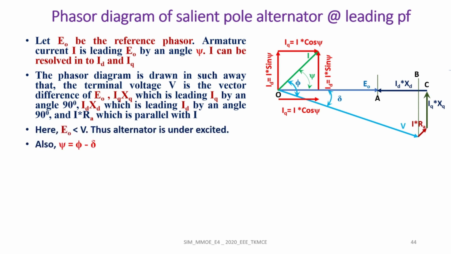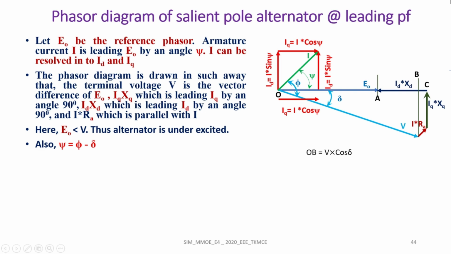From this phasor diagram, it is clear that the magnitude of V is greater than E0. Therefore, the machine is underexcited. And also from this phasor diagram, it is clear that the power factor angle is small with respect to the internal power factor angle. So the relation between these angles can be written as psi is equal to phi minus delta. Now let's consider this right angle triangle OBV. From this right angle triangle OBV, hypotenuse is V, therefore OB is equal to V cos delta.